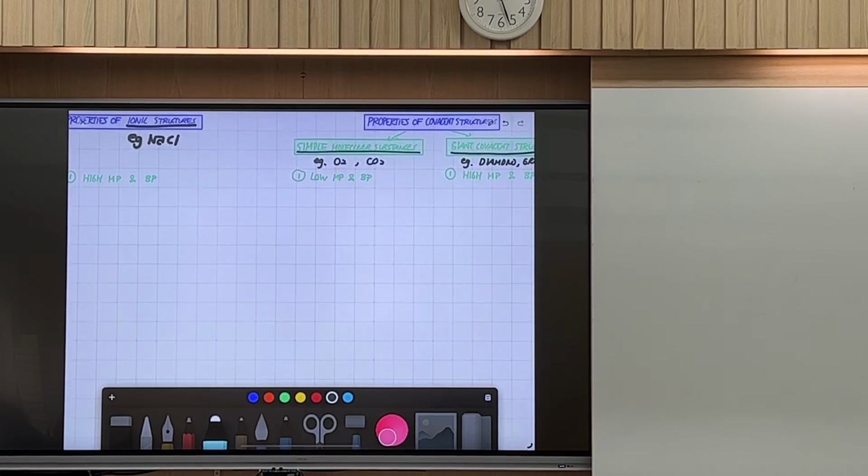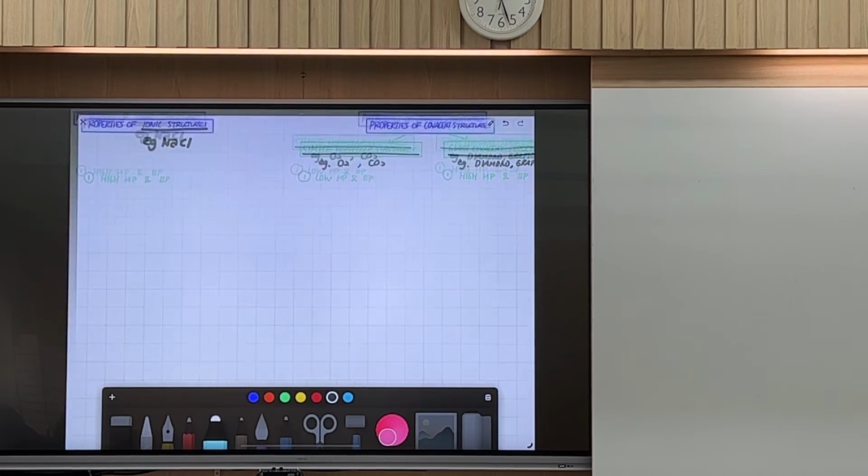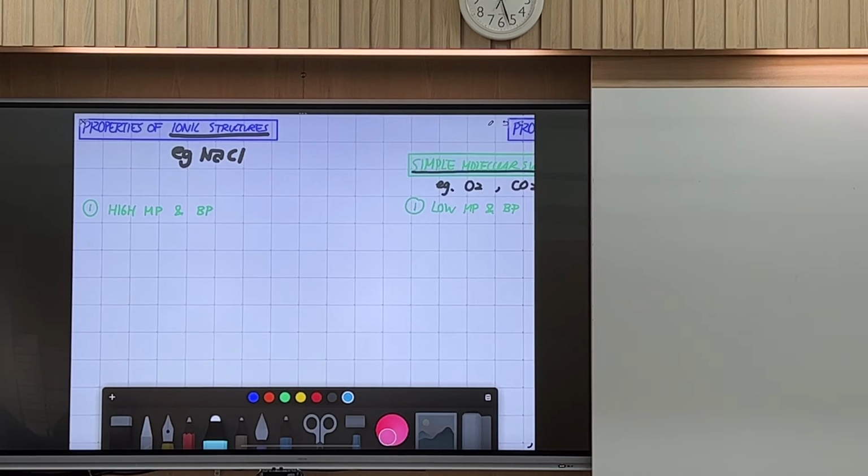Now we are going to explain and compare the physical properties. Why do ionic structures have high melting and boiling point? That's because, what is the bond found in ionic structure called? Is it ionic or covalent? In ionic structure, you find ionic bonds. This is why we call them ionic structures, right? So you have positive and negatively charged ions that interact through strong ionic bonds.